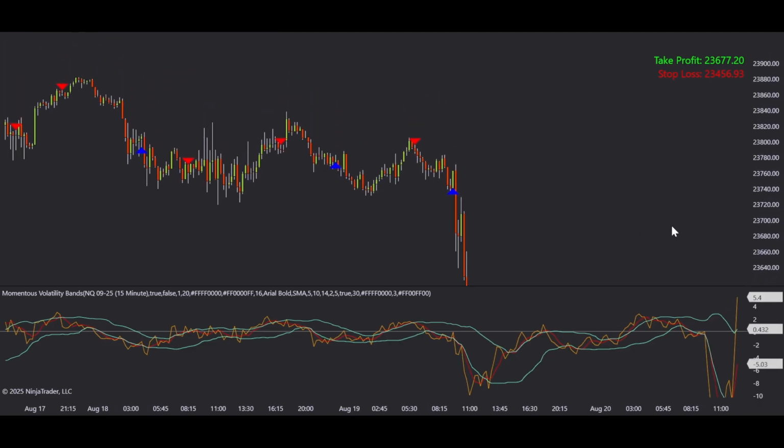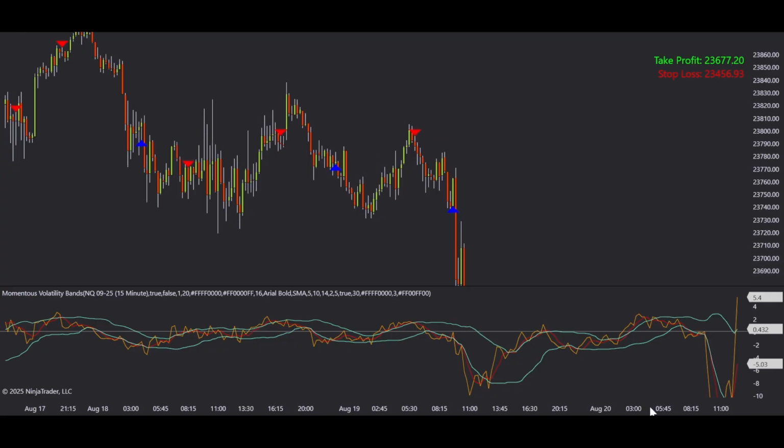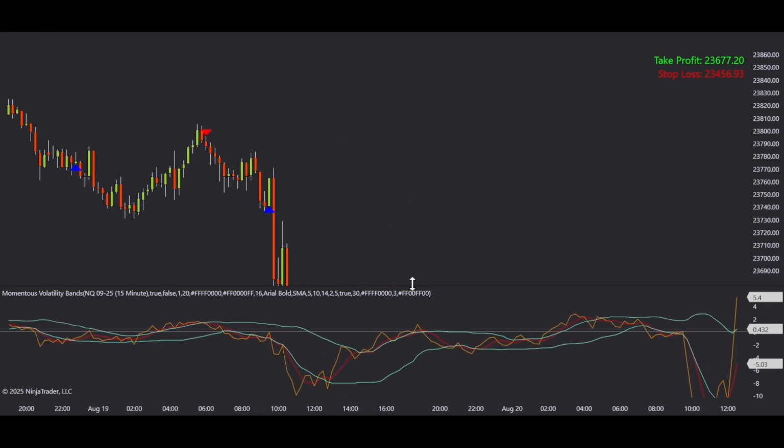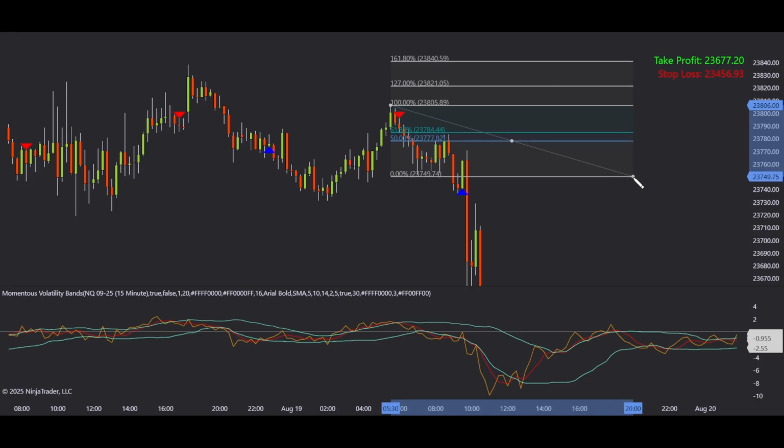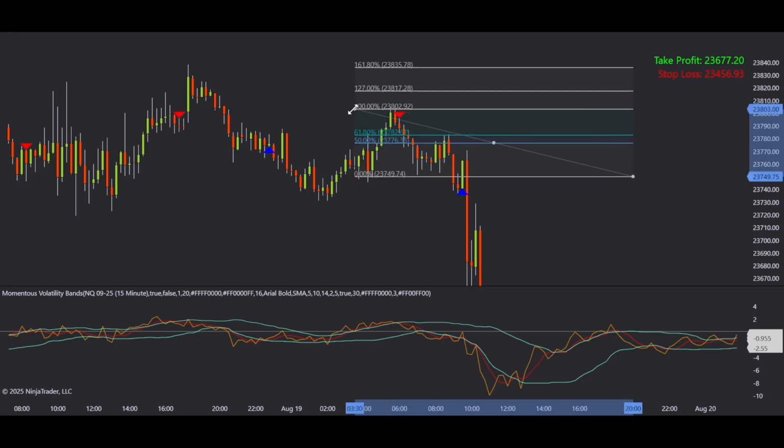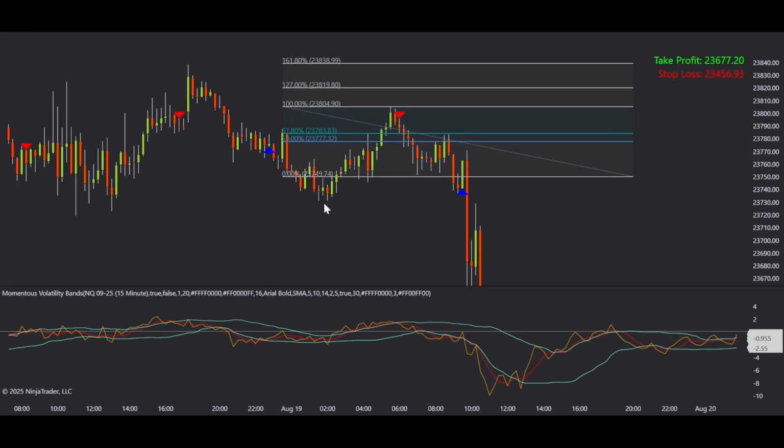So let me zoom in here some and just show a very simple way I like to find my entries, just using a common Fibonacci tool. Of course, I'll anchor it here from the high. Let me move this over some. So I have it anchored from the high to the low here.